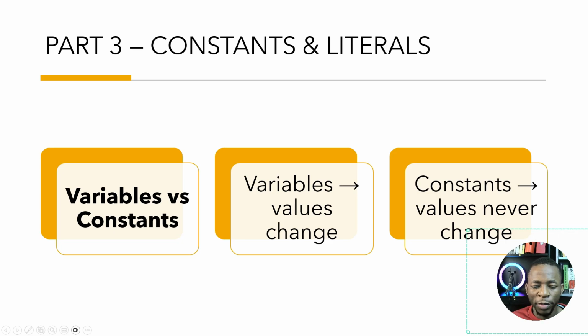Alright, so in the third part we are looking at constants and literals. So just looking at variables versus constants. In the previous part we looked at variables, and the difference is that for a variable the value can change. So constants are important because they protect important values. If we have values that are very important, making them constant makes them safe, and it also makes the intent very clear. All right.